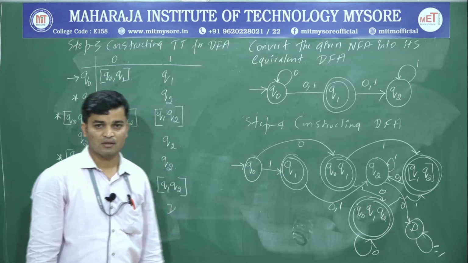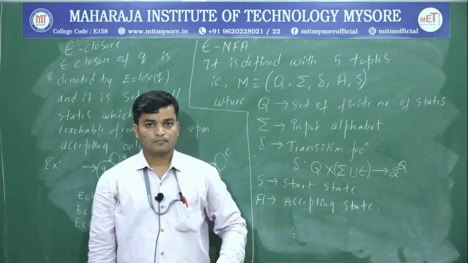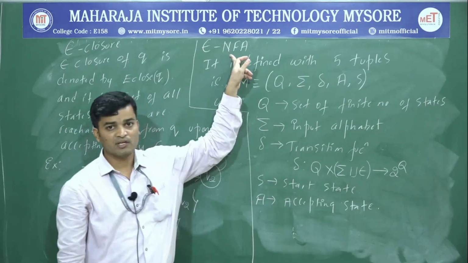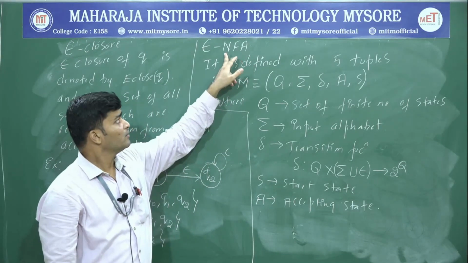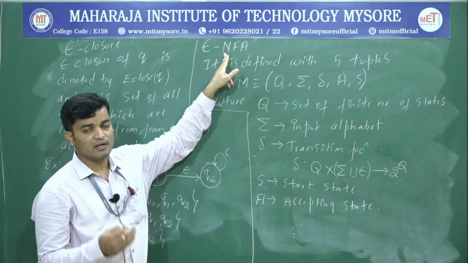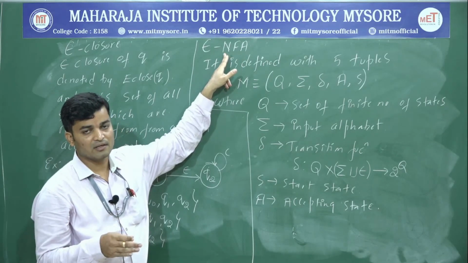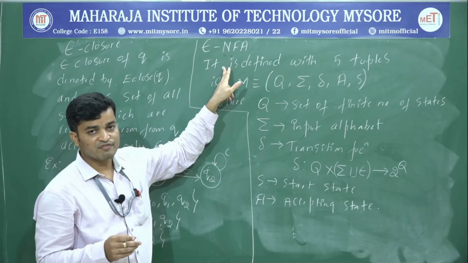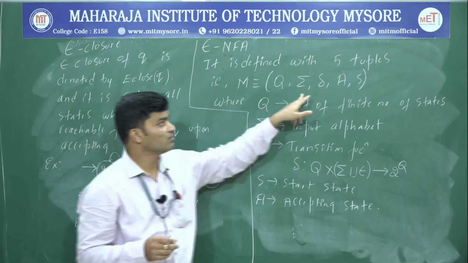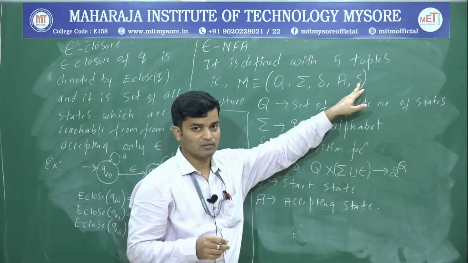So many arrows. Okay. The next concept is epsilon NFA. This is one more type of NFA. If there is an epsilon transition within an NFA, such an NFA is called an epsilon NFA. And again it is defined with 5 tuples: Q, sigma, delta, S and A.